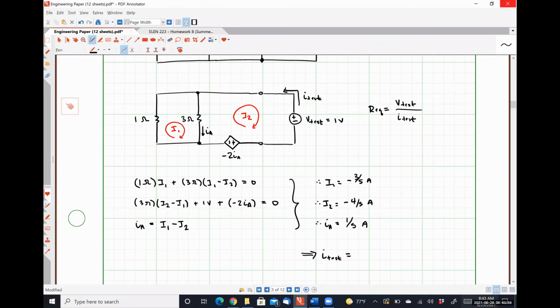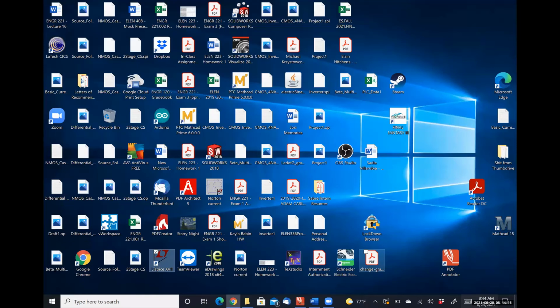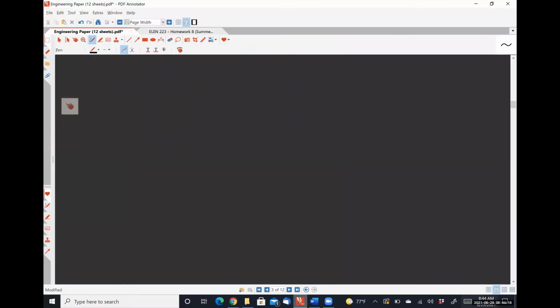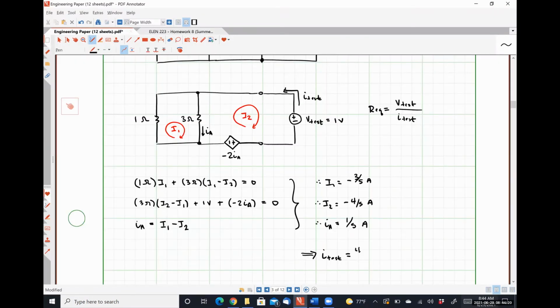So what does I test? Negative I2, right? Because it's representing the same current but flowing in the opposite direction as I2. So that will be 4/5 of an amp, which means my equivalent resistance is 5/4 of an ohm. Right? Because 1 over 4/5 is 5/4.